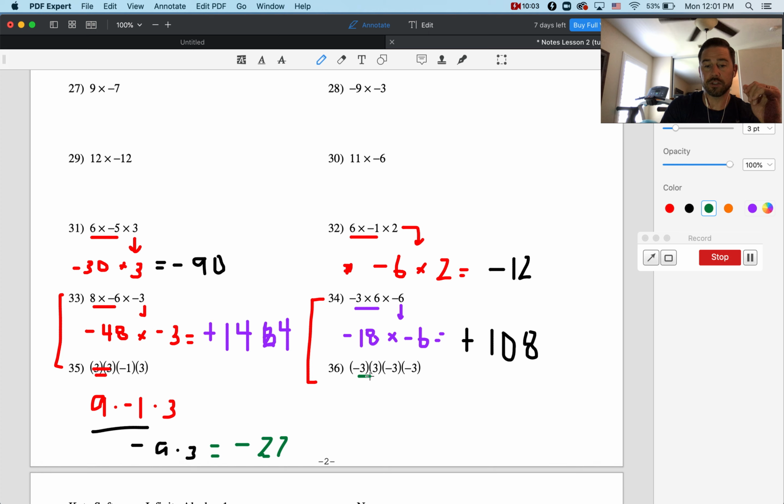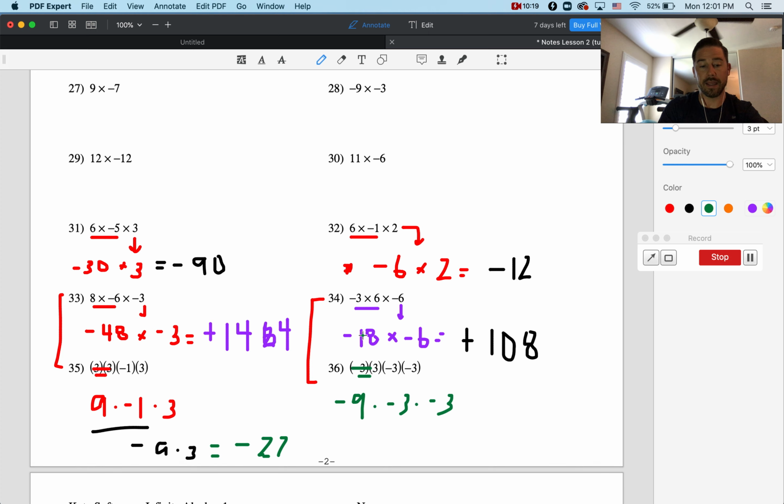Same process here. Let's chunk it out. Let's do the first two. The signs are different. It's going to be a -9. Those guys are done. Drop and drop. So we have times -3, and then we have times -3.